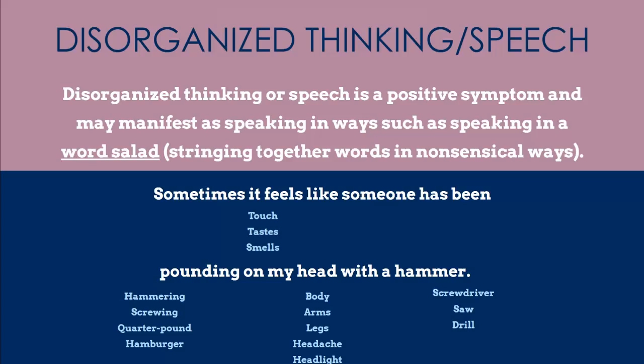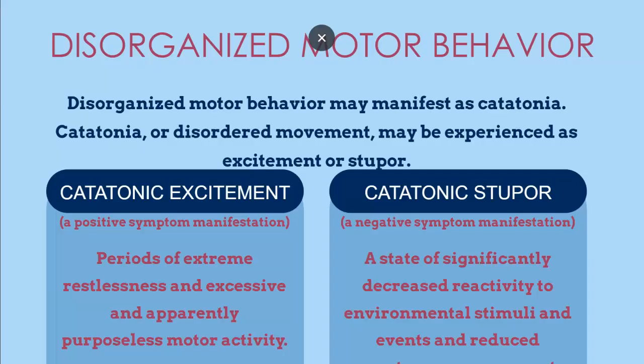The disorganized thinking and speech, again, part of that is that flooding of dopamine that we'll talk about with the causes, but it can affect their speech. One of the common terms that's associated with schizophrenia is word salad. So this is where their thoughts are so scattered that they may start a sentence with one thought, and before they can even finish the sentence, they've moved on to a different thought. So they're stringing together words in nonsensical ways. So I might say, sometimes it feels like someone has been pounding on my head with a hammer, and they've got all these other thoughts in between. I'll show an example of that in class.